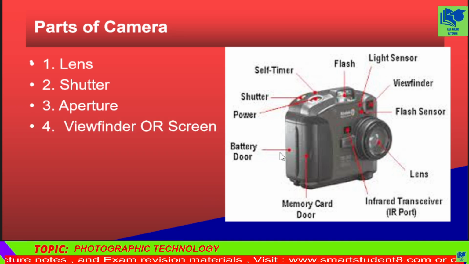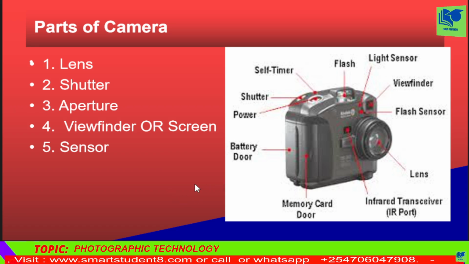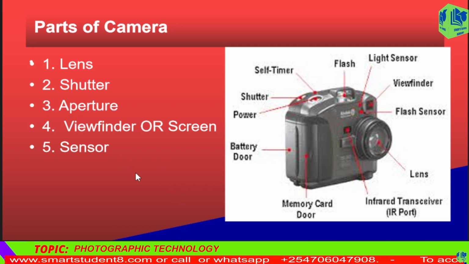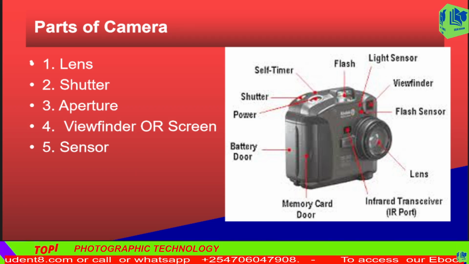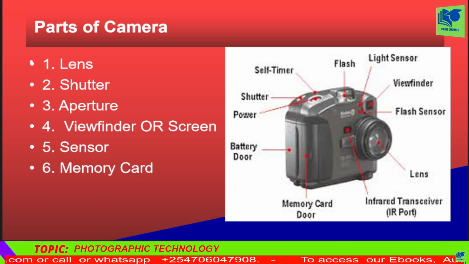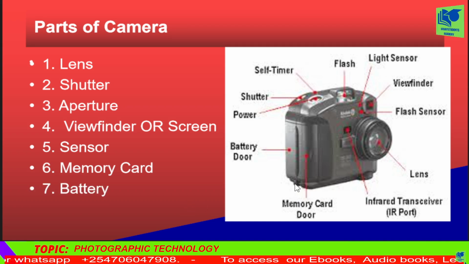A viewfinder is the part of a camera that allows the photographer to see what the camera's lens is capturing. It's an eyepiece that you hold close to your eye to compose and frame your photo. 5. Sensor. In digital cameras, the sensor captures light and converts it into digital signals. 6. Memory card. Stores the captured images. 7. Battery. It powers the camera.